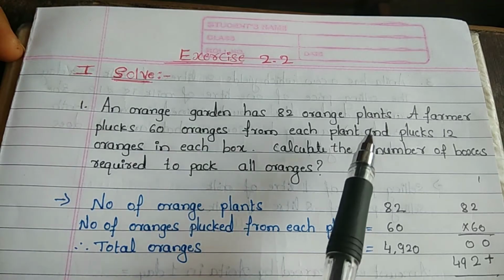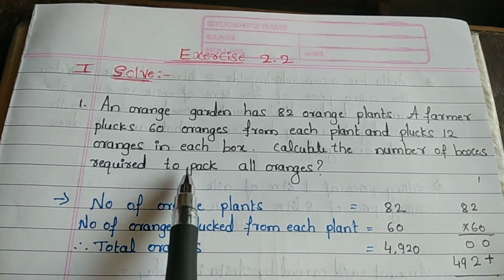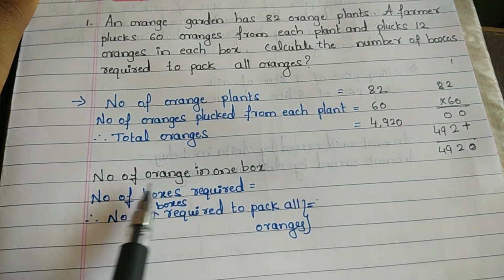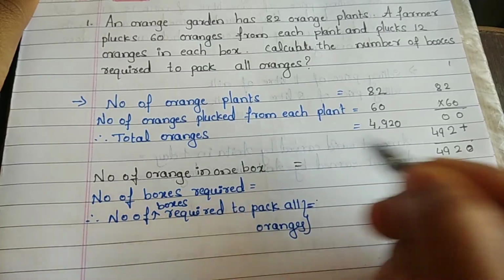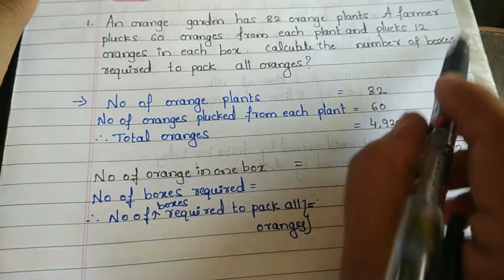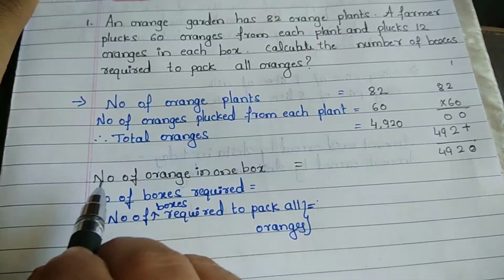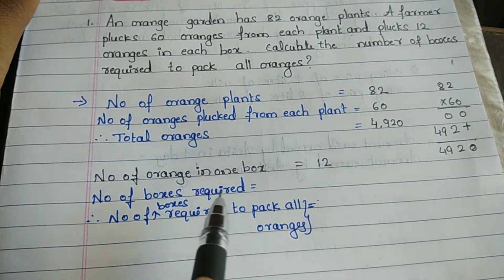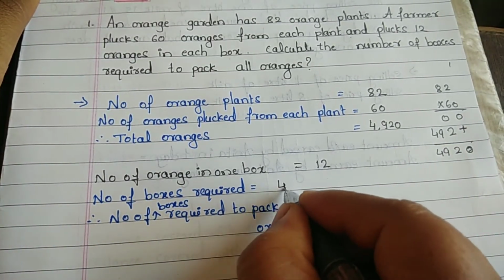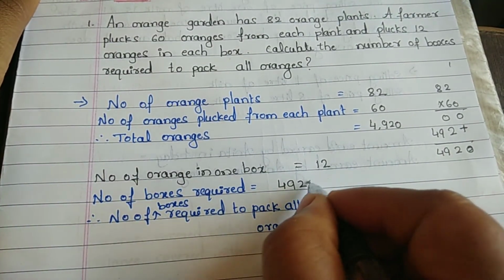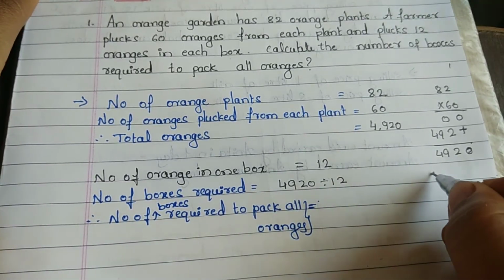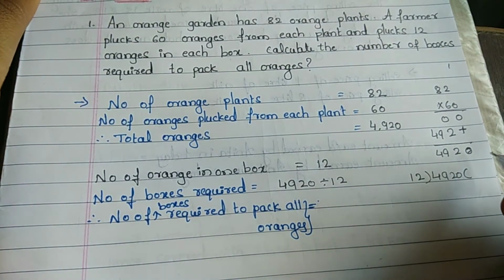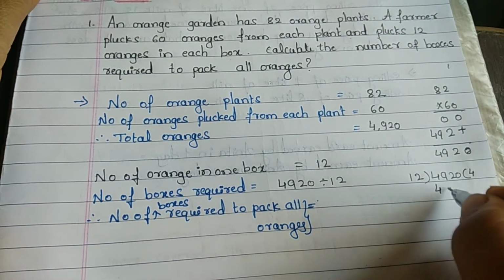Okay, then one more thing they ask, the number of boxes required to pack all the oranges. Okay, the number of oranges in one box, they have given 12 oranges in each box, which means the number of oranges in one box is 12. Then the number of boxes required, how much is it required? Yes, the total oranges we know, divided by 12. Okay, see here children, 4,920 divided by 12. Okay, 12 fours, all of you know, 12 fours are 48.